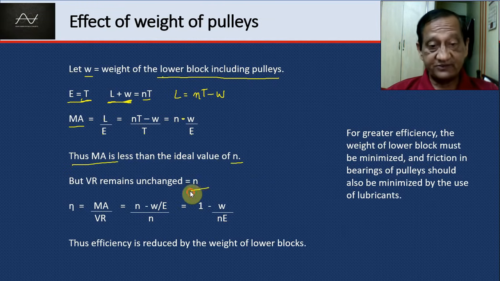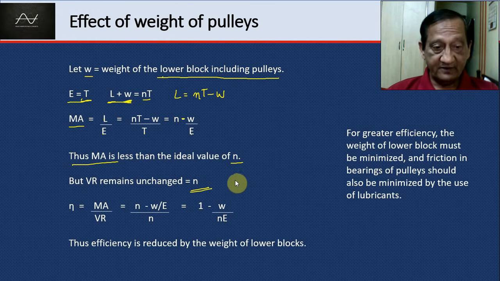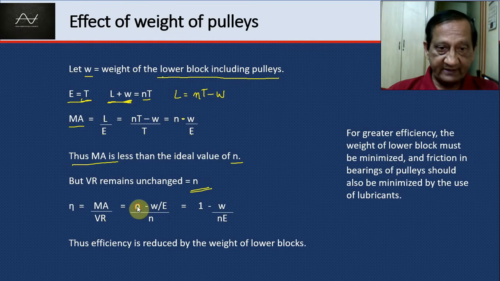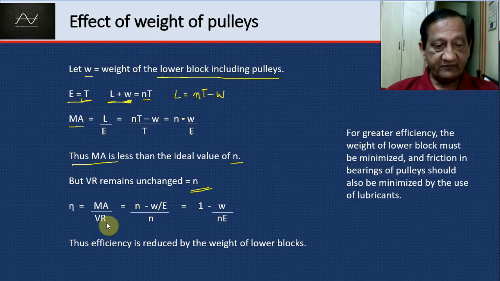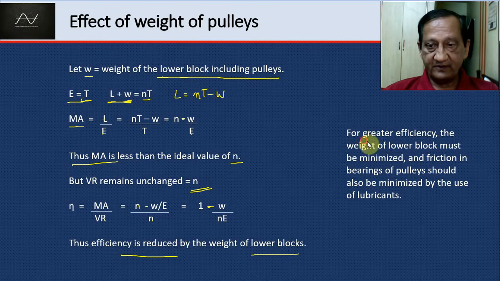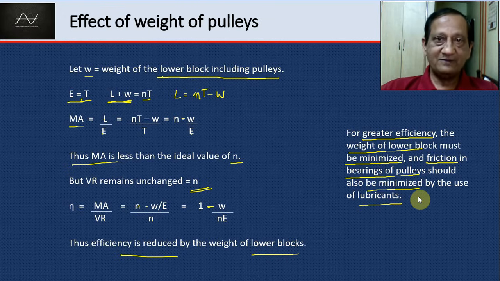But VR doesn't change. VR is about the distances moved. So efficiency will reduce. Efficiency is MA by VR. MA was earlier n, now it is n minus W by E. But VR remains n, so it is 1 minus W by nE. Earlier eta was 1, now it is reduced. Efficiency is reduced by the weight of the lower blocks. So, for greater efficiency, the weight of the lower block must be minimized, number 1. Number 2, the friction in the bearings of the pulleys should also be minimized by using suitable lubricants.